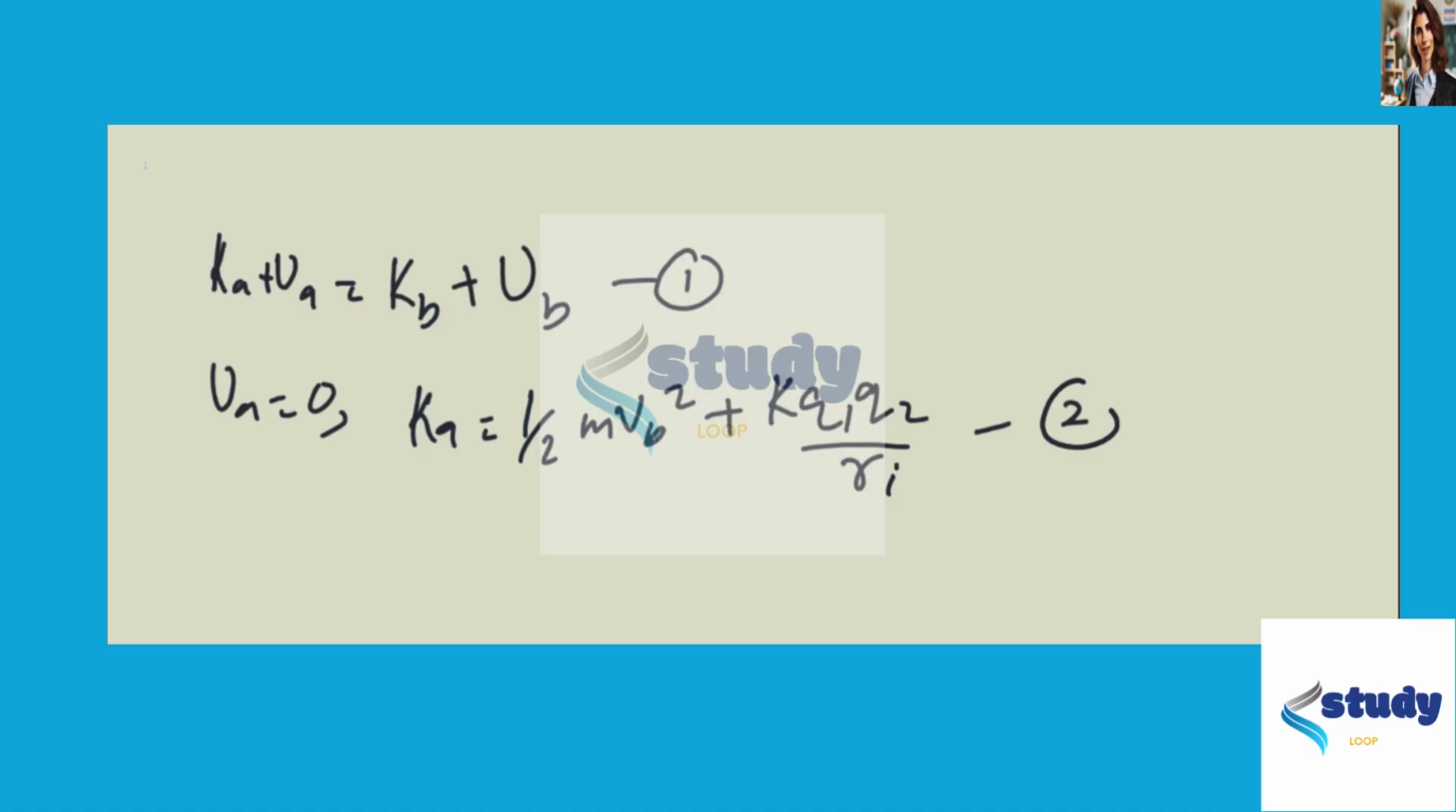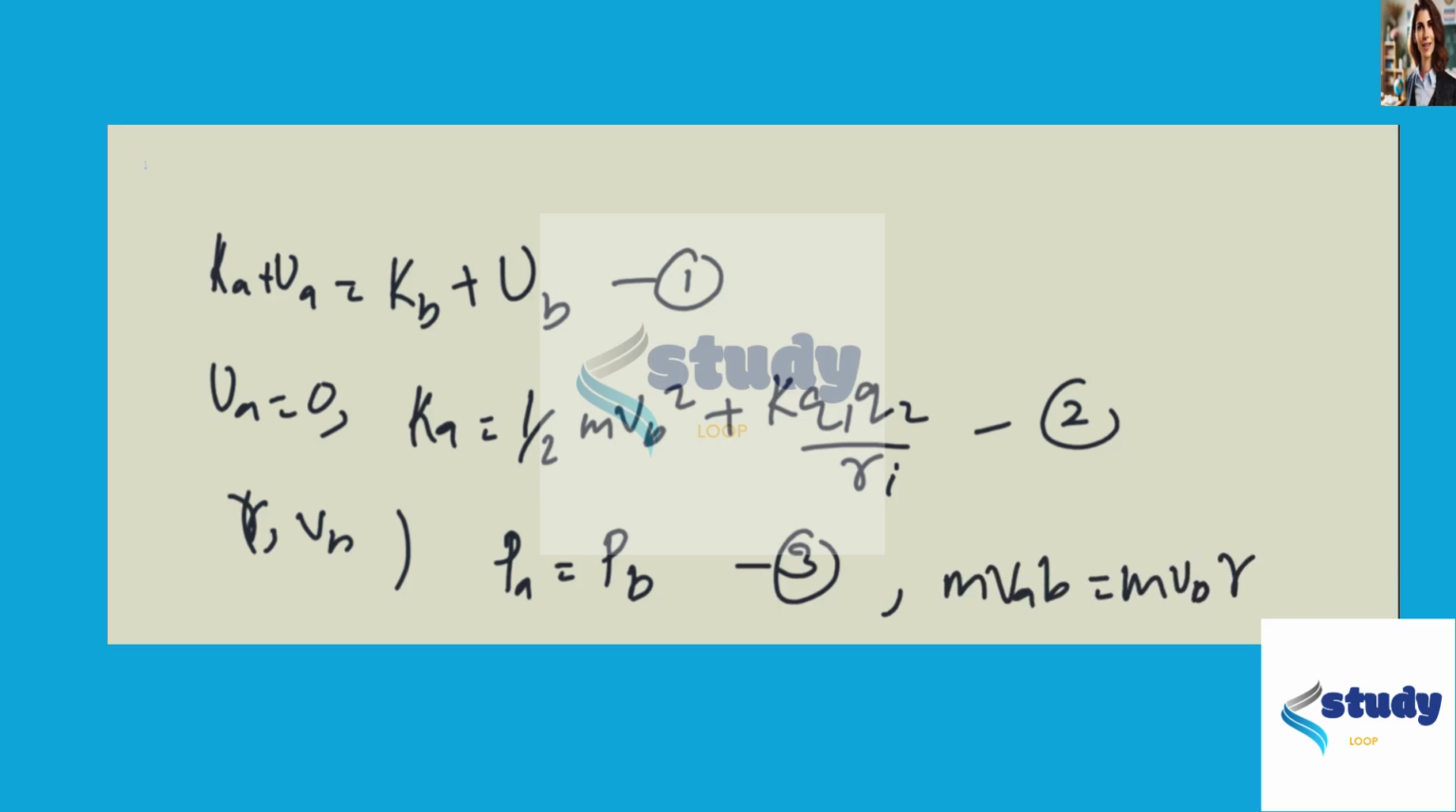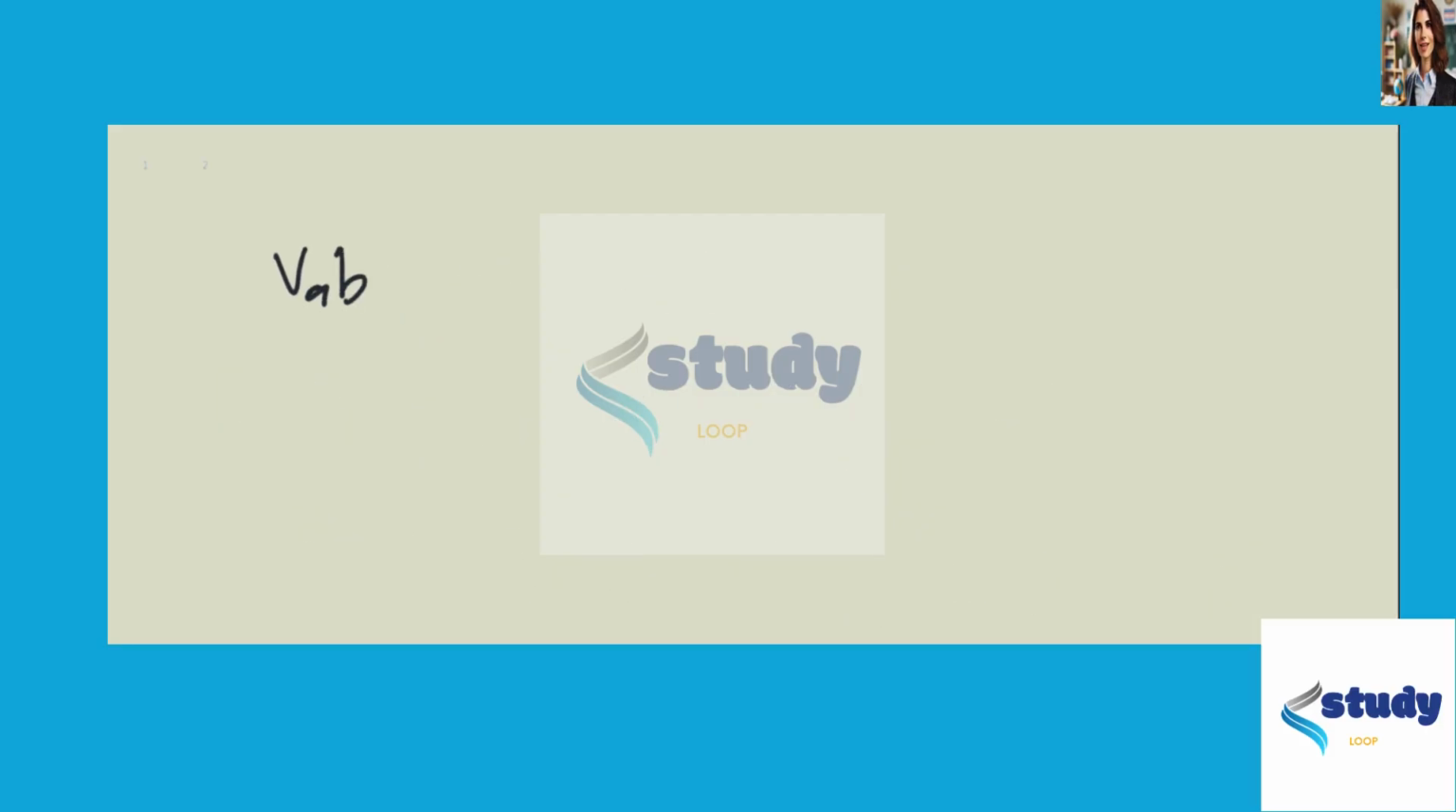So we have two unknowns in equation number 2, that is ri and vb. We use the law of conservation of momentum to get that. So momentum after collision A is equal to momentum before. So let's call this equation number 3. We substitute equation number 3 to get m va b is equal to m vb ri. From here we can write va bi divided by ri is equal to vb. We call this equation number 4.